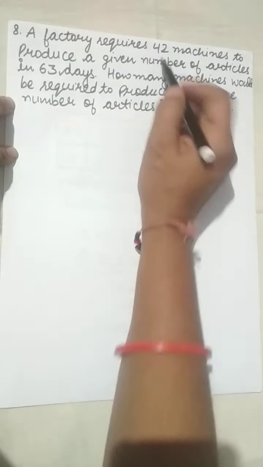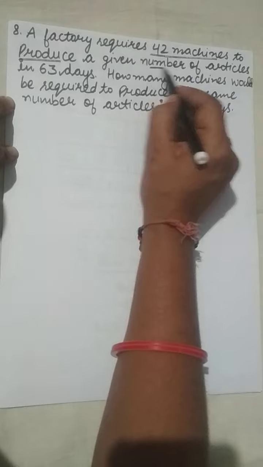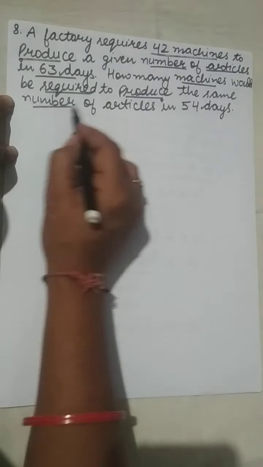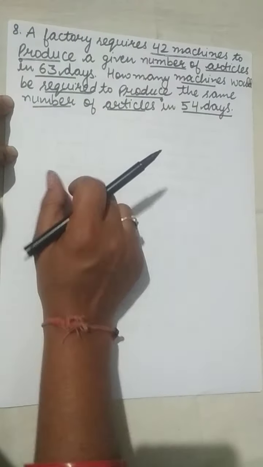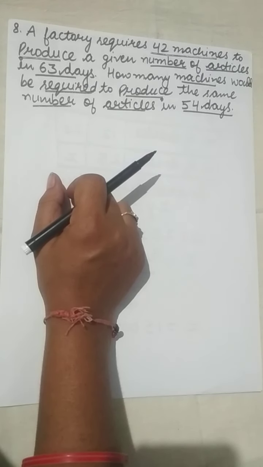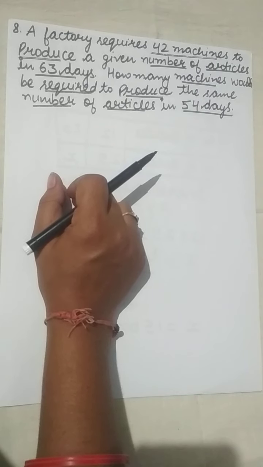Question number 8. A factory requires 42 machines to produce a given number of articles in 63 days. How many machines would be required to produce the same number of articles in 54 days? In the first condition, the number of machines is 42 and they are producing a given number of articles in 63 days. But we want to complete the same number of articles in 54 days.